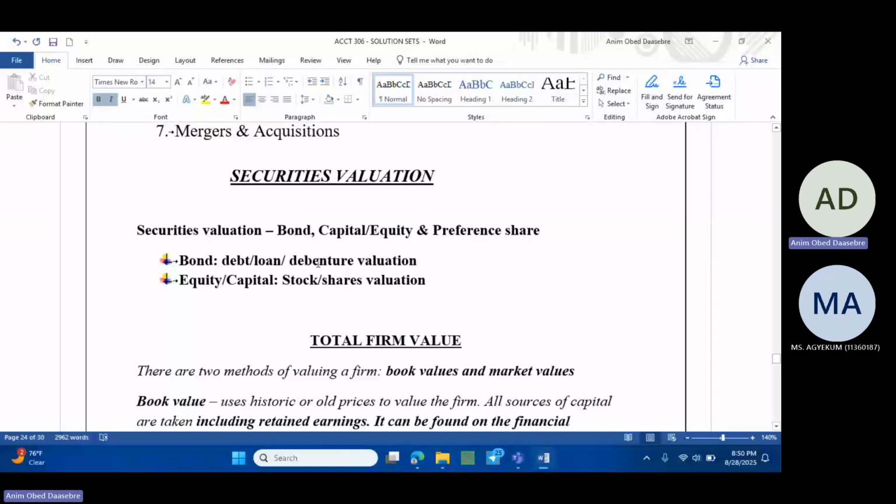So when you take equity, you should be able to find the price for equity. And when you take debt or loan, you should be able to find the price of the share, the bond or the debt.